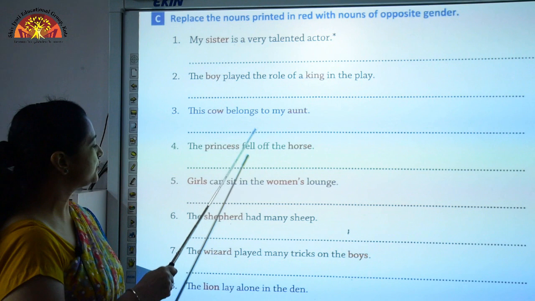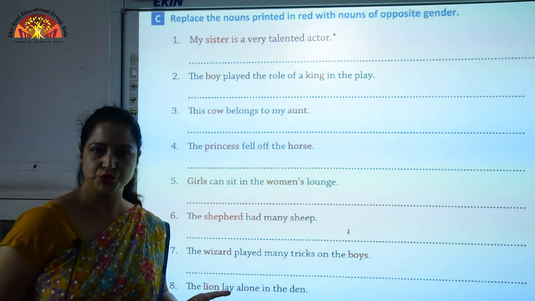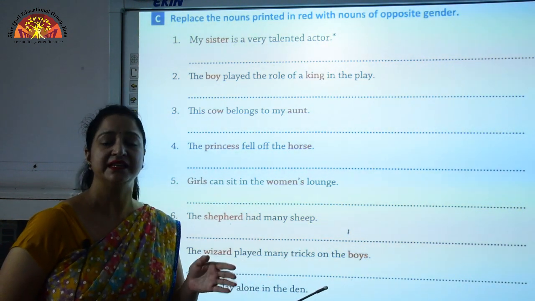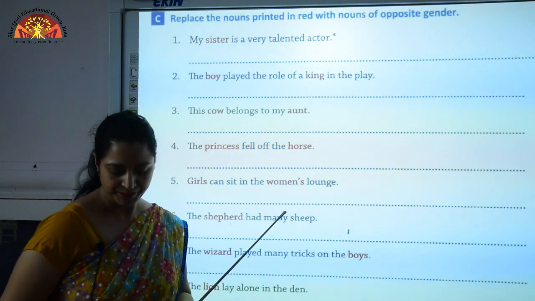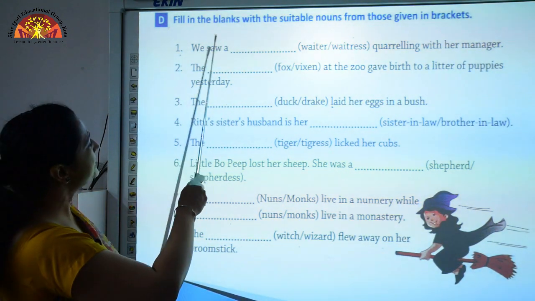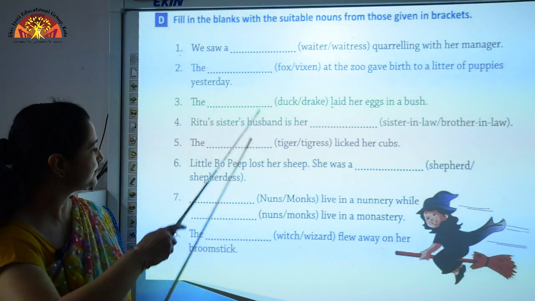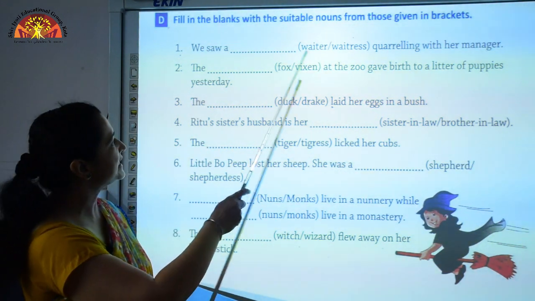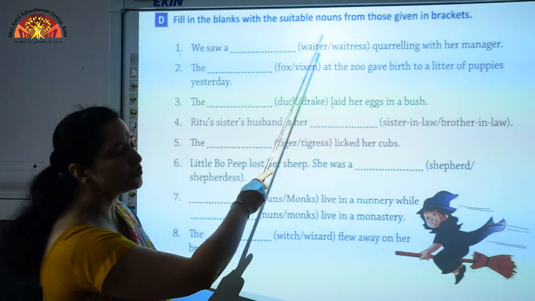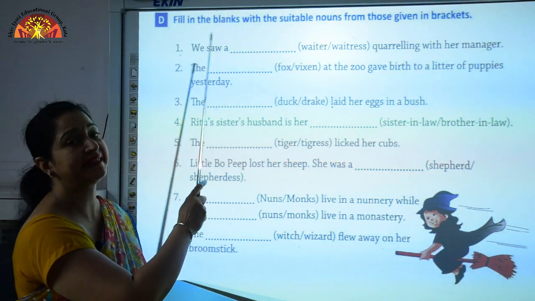So now you will do the rest of the sentences on your own, and in every exercise you have to do every sentence on your own, and then you will cross check each and every sentence with the attached PDF with this video. Now moving to exercise D. Fill in the blanks with the suitable nouns from those given in the brackets. Now here some sentences are given, and in every sentence masculine gender and feminine gender, 2 nouns are given. You have to identify which gender will come in the blank, and then you will write.